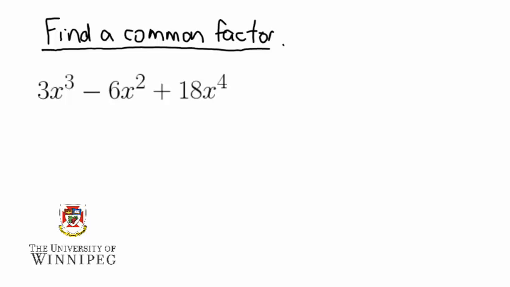In the next two examples, we're going to take a look at common factoring. In our first example here, we have 3x cubed minus 6x squared plus 18x to the 4.